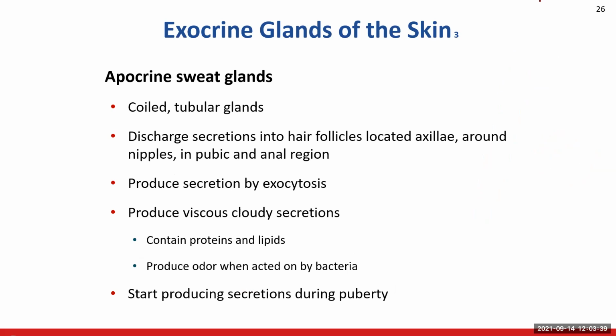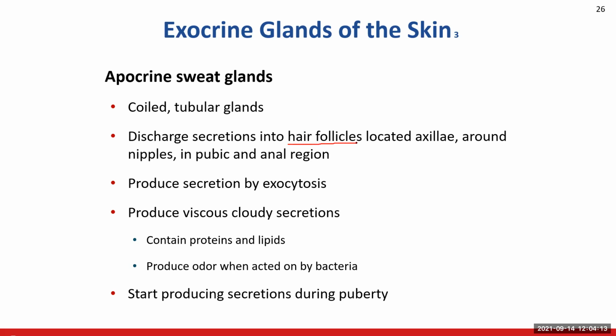Apocrine sweat glands. The apocrine sweat glands are the same type of gland, a coiled tubular gland, right? But in this situation, we're going to find these glands in the vicinity of hair follicles. So they're going to release their secretions into the hair follicles, and that's going to be located in the armpits or the axilla, around the nipples, in the pubic area, and anal region.